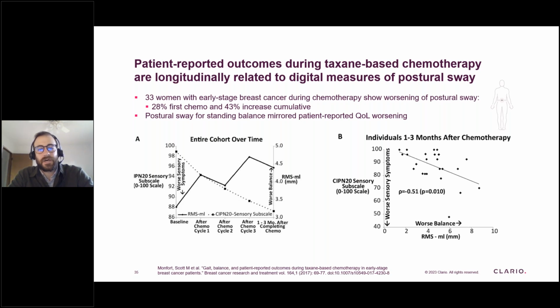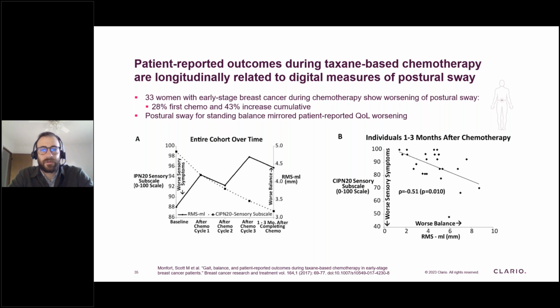So a decrease in the dotted line represents a worsening of patient-reported sensory symptoms, while an increase in the solid line represents a worsening of the objective balance measure, or postural sway. Looking specifically at balance here, the data showed a 28% increase in postural sway measured from baseline to the completion of the first cycle of treatment, and also a maximum percent increase of 43% in postural sway from baseline.